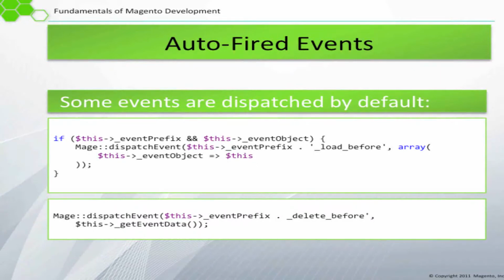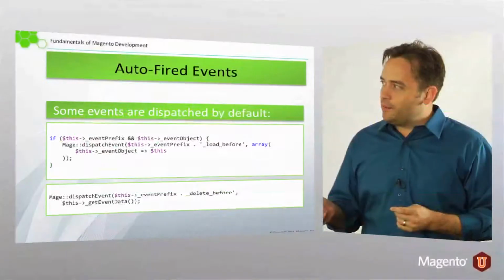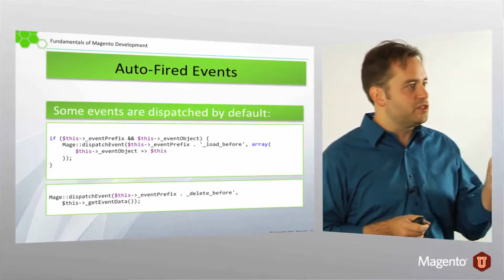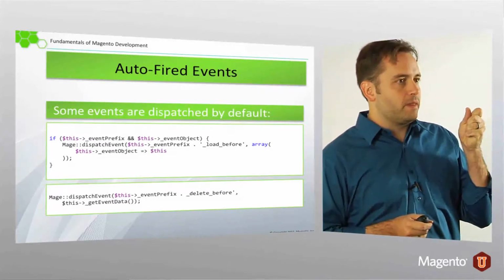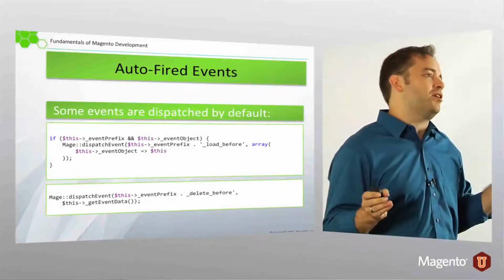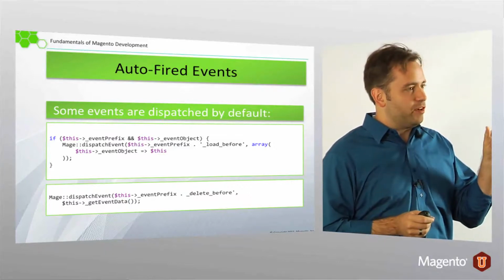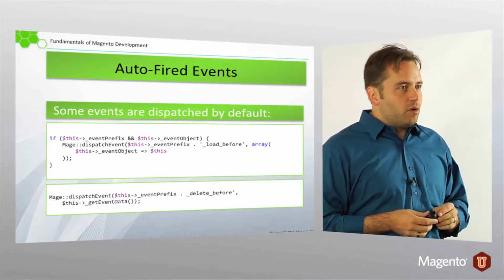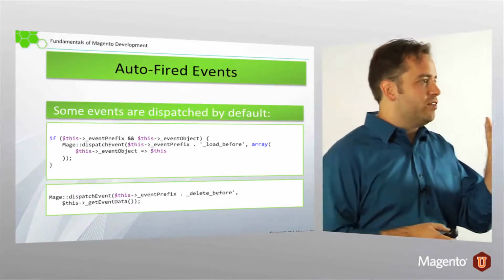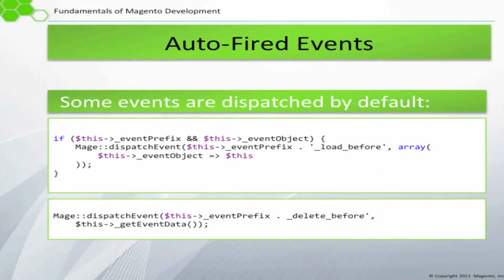So before we get into a nice practical example of event observers, I do want to point out that there are lots of auto-fired events. I think you recall me mentioning yesterday that there are several events which are automatically fired because, just based on configuration of your object, you can actually pass in your own string to identify your object, and based on different methods that can be called on your object, you'll end up with these different events being fired.